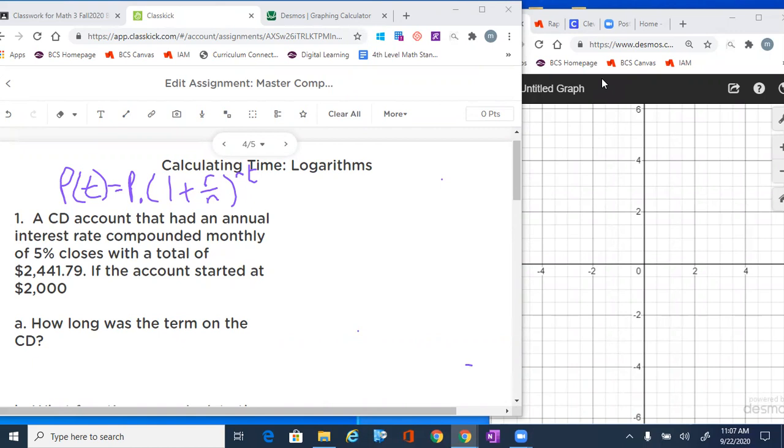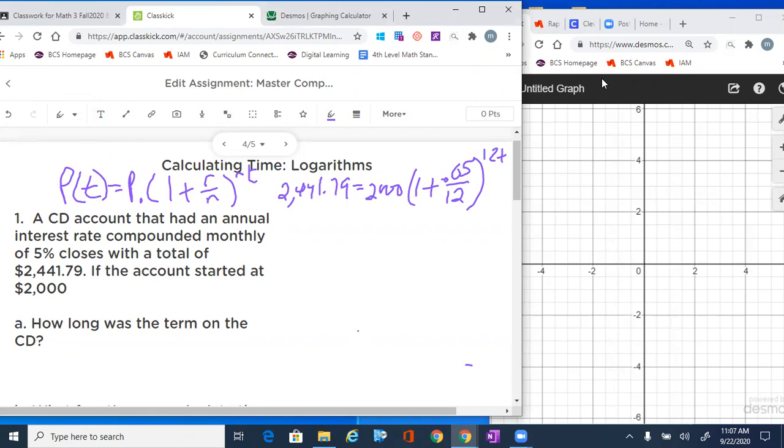We know that we've got the final value of this CD to be $2,441.79. We know that we originally started with 2,000, and then we had an interest rate of 5%, which is 0.05, compounded monthly, divided by 12, to the 12t. Now, in order to go ahead and solve this, we're just going to start working through the process.